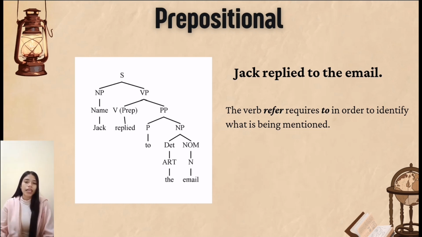In the sentence, Jack replied to the email, the verb replied is a prepositional verb because its meaning is incomplete without the preposition to. The verb reply must be followed by the specific preposition to form a complete and grammatical meaning. So the phrase here, to the email, is a prepositional phrase or PP that functions as a prepositional complement. It is obligatory and selected by the verb, meaning that it cannot be omitted without making the sentence incomplete or unclear.